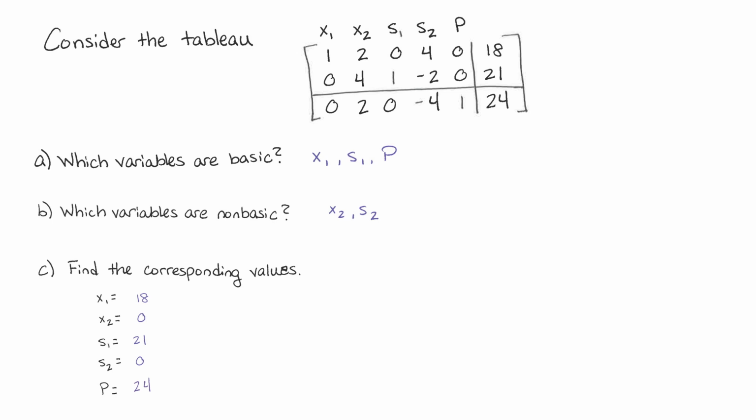x2 is a non-basic variable, so it is automatically 0. s1 is of the form 0, 1, 0. So because the 1 is in row 2, s1 represents the value in row 2. So s1 is 21. s2 is non-basic, so it is automatically 0. P represents the last row, which is 24.